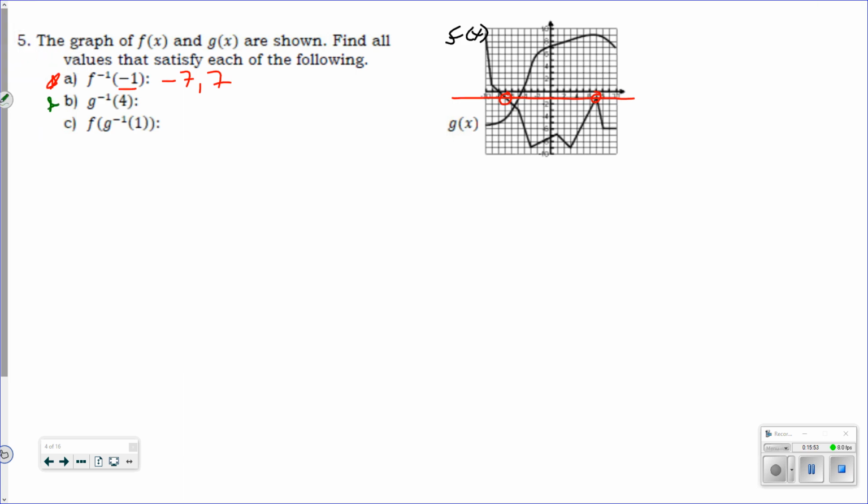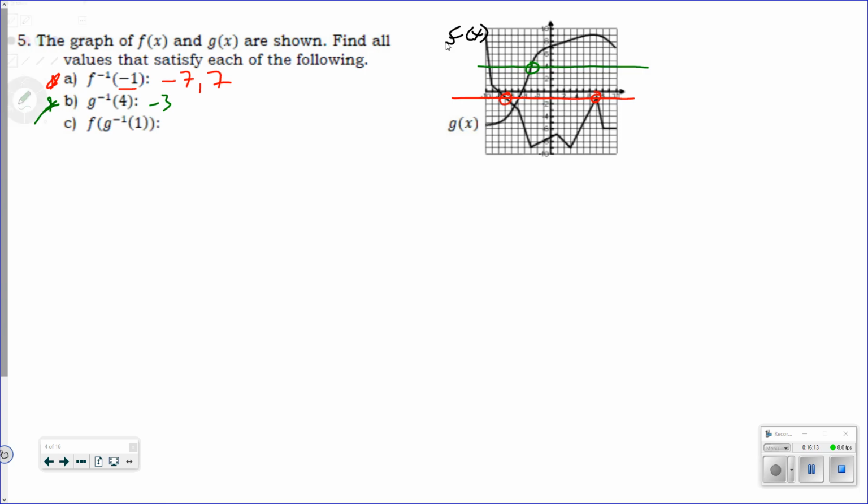And now this one in green, g inverse of 4, well, that's the same thing, just the other graph. I'm going to go to 4, draw a line, and see where I cross g of x. So look here, I'm only crossing at -3. Right, the x value of -3 is where I cross.